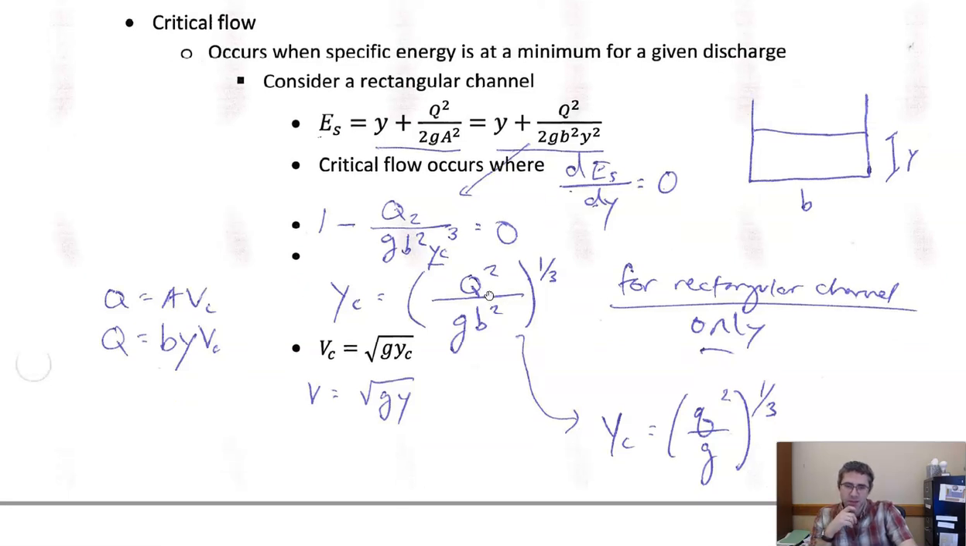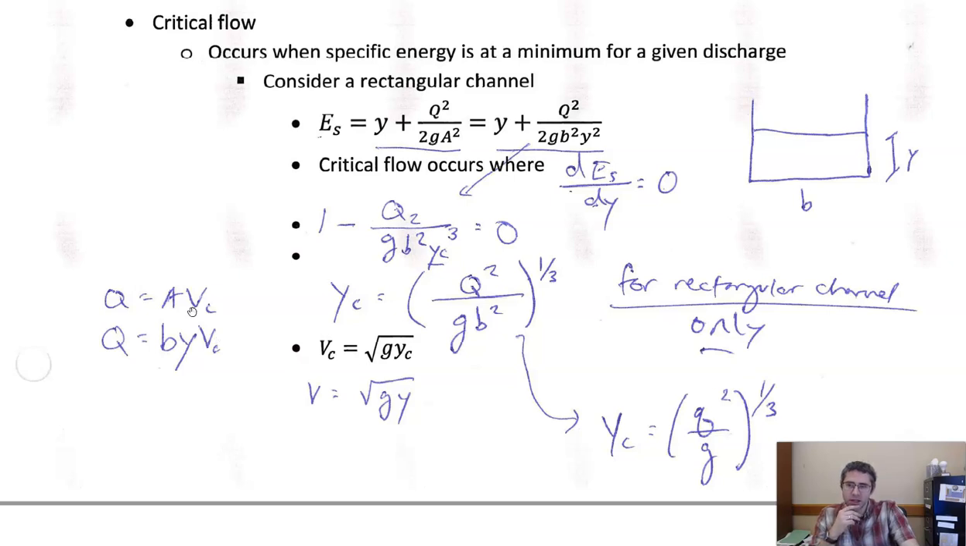Also, sometimes, because big Q is flow per unit width, we can replace Q squared over B squared with little q squared. Again, B and W are used interchangeably as the channel width. Then we get Y sub C equals little q squared over g, to the 1/3.